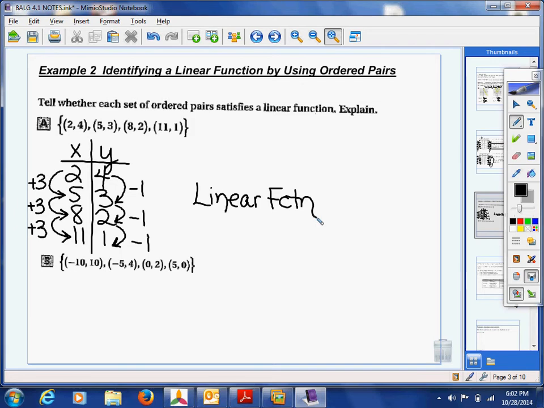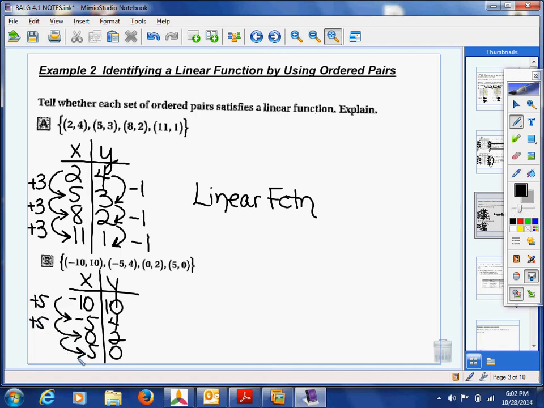All right, let's look at letter B. Again, we're going to do the XY table. Let's lay it out. And here we go. -10, 10, -5, 4, 0, 2, and 5, 0. All the x's are different, so I definitely have a function. Let's see if I've got a linear function, however. So I'm going from negative 10 to negative 5, I'm increasing by 5, negative 5 to 0, increasing by 5 again, and 0 to 5, increasing by 5. So, hey, looking good so far. I have a constant change in my x. Let's look at the y's.